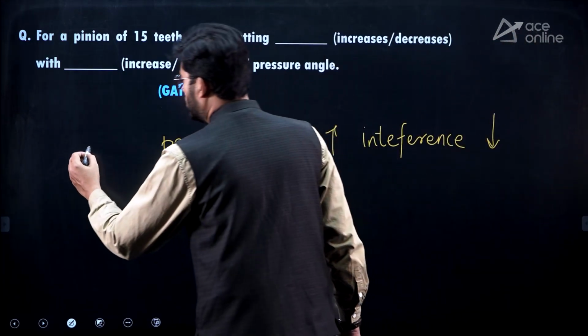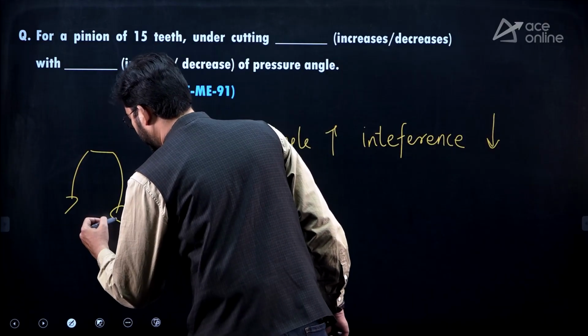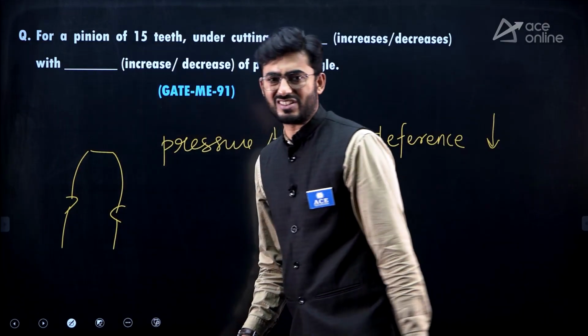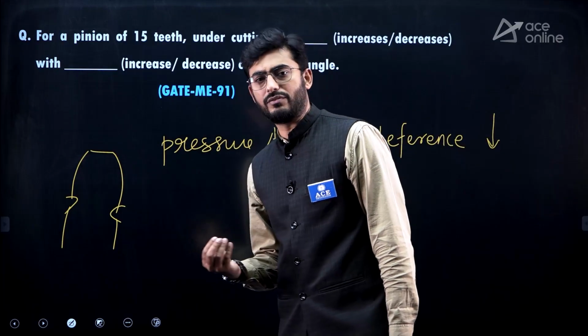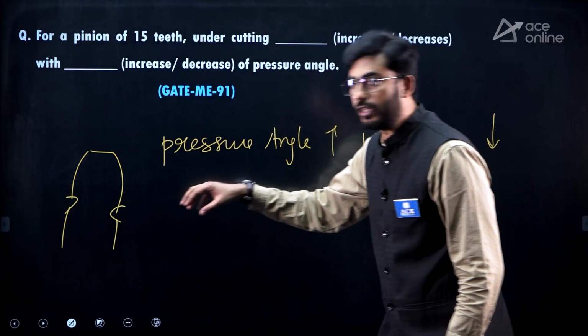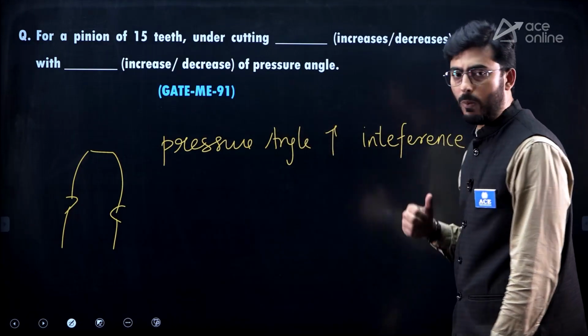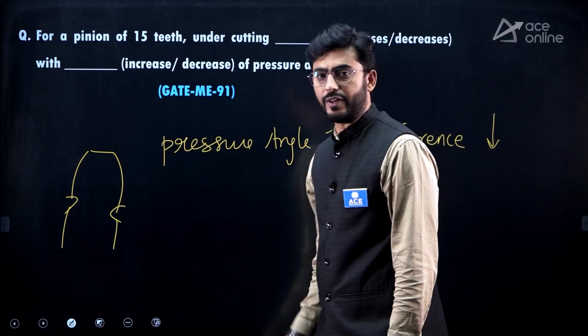Undercutting means you are going to remove the non-involute portion from the root part of the teeth. Okay, when you do this process, there will be decrease in cross section. Due to the decrease in cross section, the strength of the teeth gets compromised. So undercutting is also a method to avoid interference. Undercutting is also the result of interference.